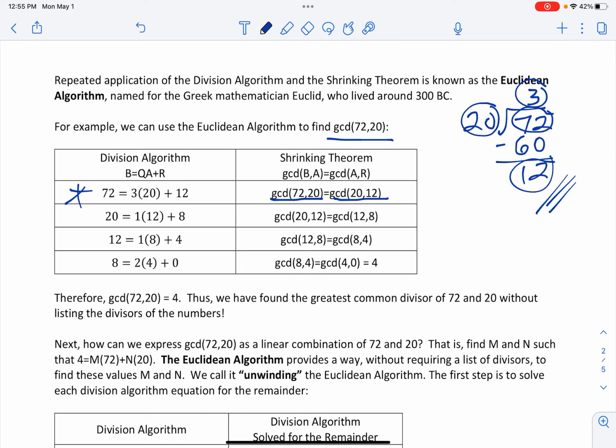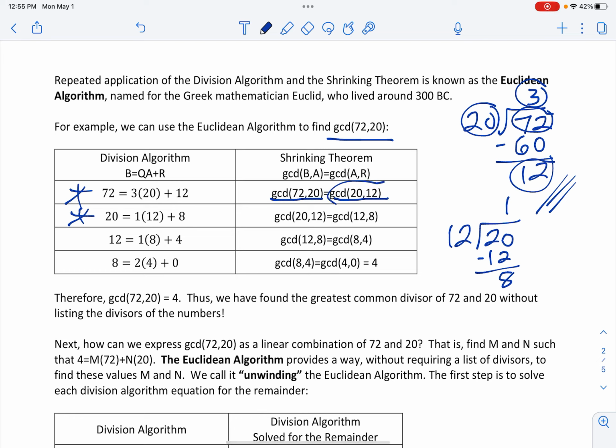Okay? Now what you're going to do is do the division again with 20 and 12. So now I'm going to do 12 into 20 goes one time with 8 left over. Notice how I've written that there, right? 20 is equal to 1 times 12 plus 8. That shrinks the GCD again. Well, it doesn't shrink the GCD, but it shrinks the numbers.